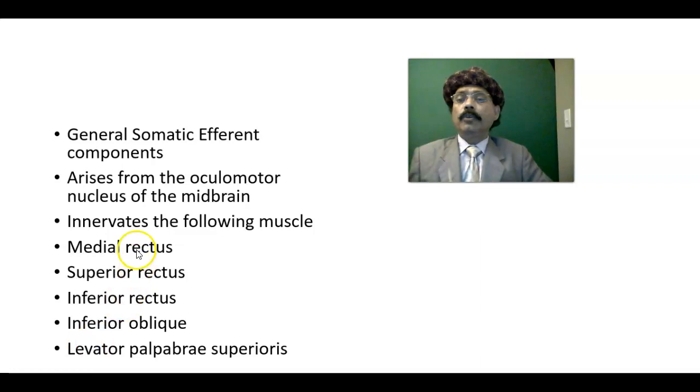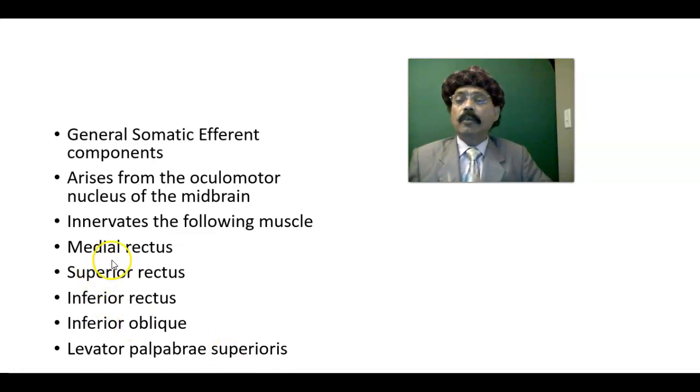Okay, we got that. So from the main motor nucleus, we have the innervation of the following muscles: medial rectus, superior rectus, inferior oblique, and levator palpebrae superioris muscle. This is very important, that elevates the eyelid. If this is paralyzed, then what will happen? We'll have ptosis. It is called complete ptosis.